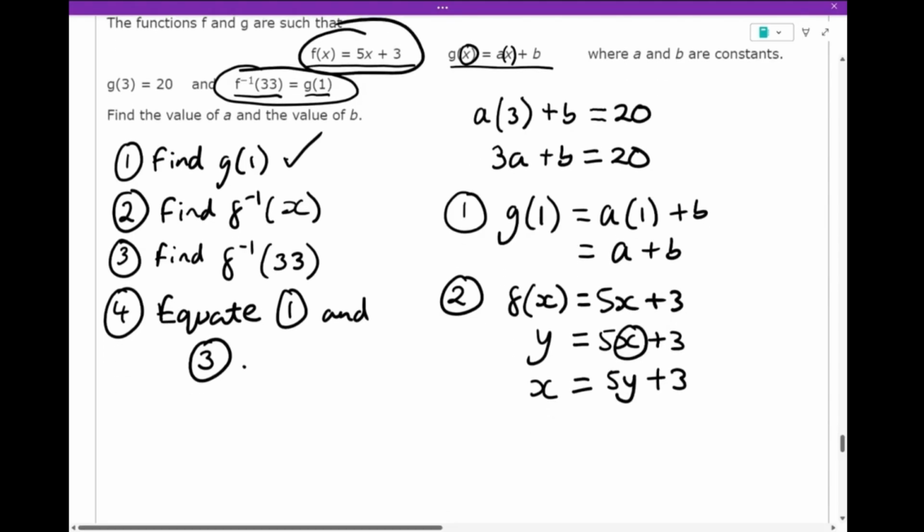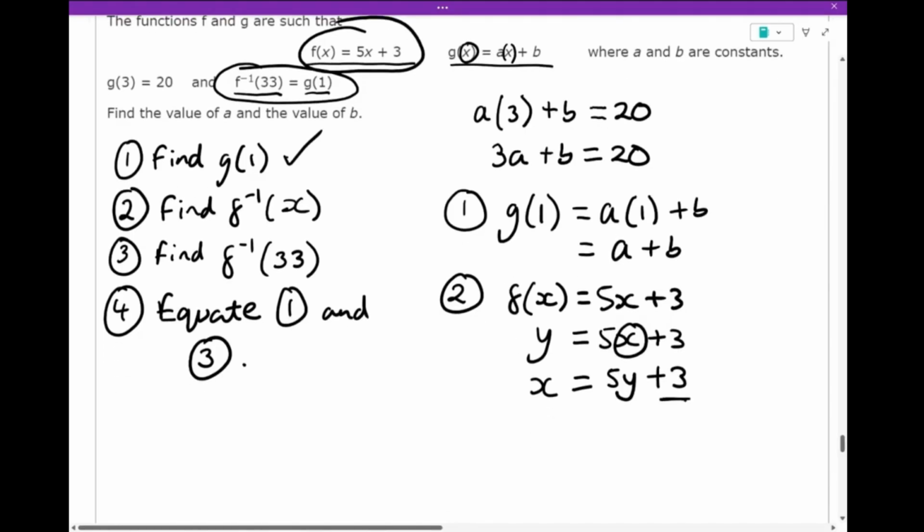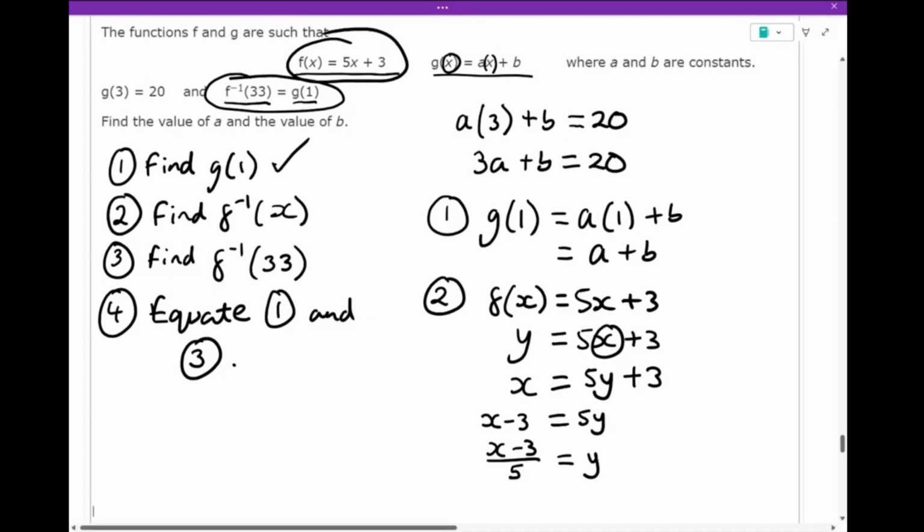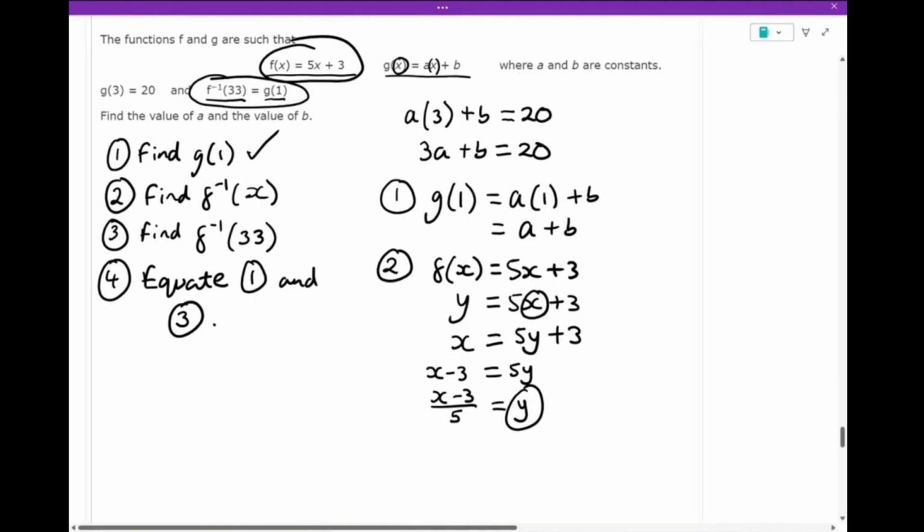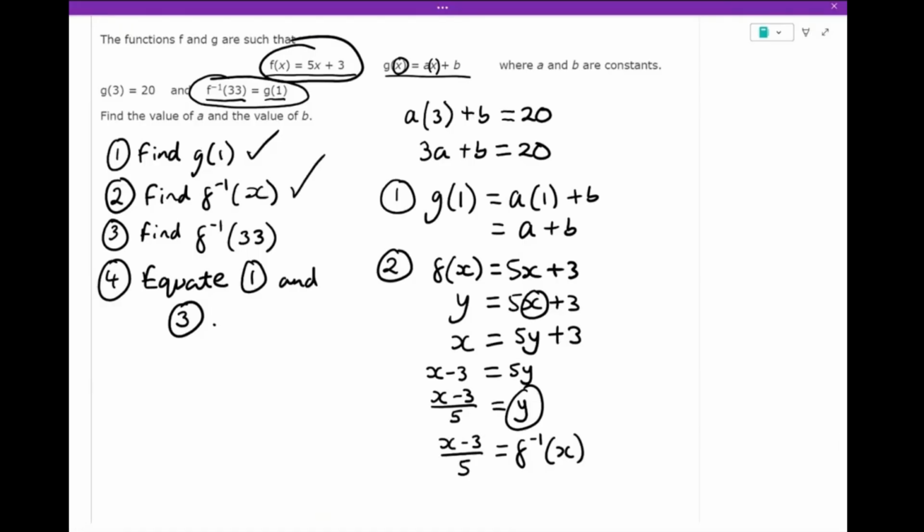We're now going to rearrange to make y the subject. I'm going to subtract 3 from both sides, so x subtract 3 is equal to 5y. Then we divide by 5, which gives me y is equal to x subtract 3 over 5. The final thing is to replace this y with our inverse function notation. So the inverse of f of x is equal to x subtract 3 over 5. And that is step 2 complete.